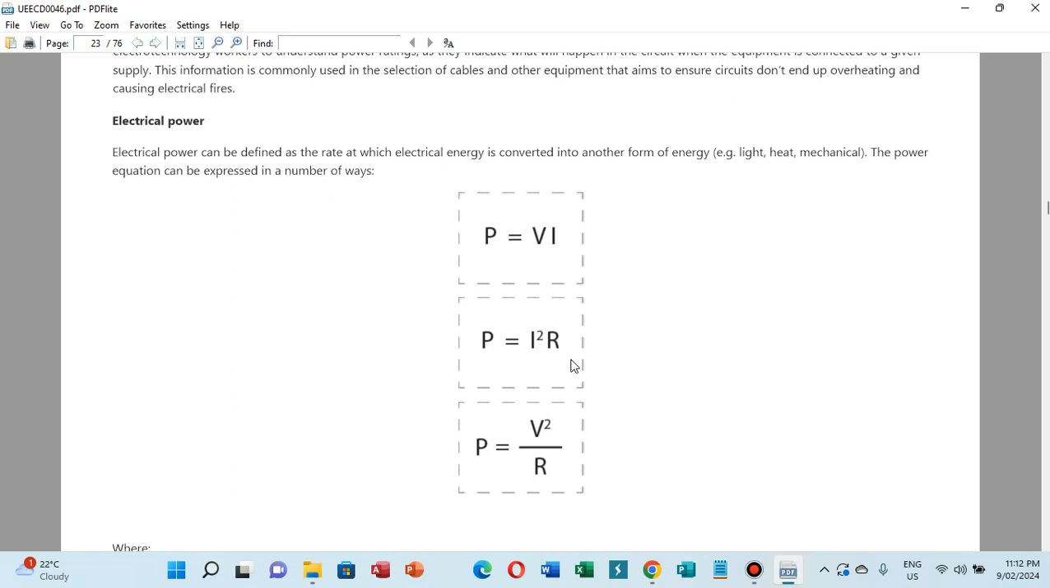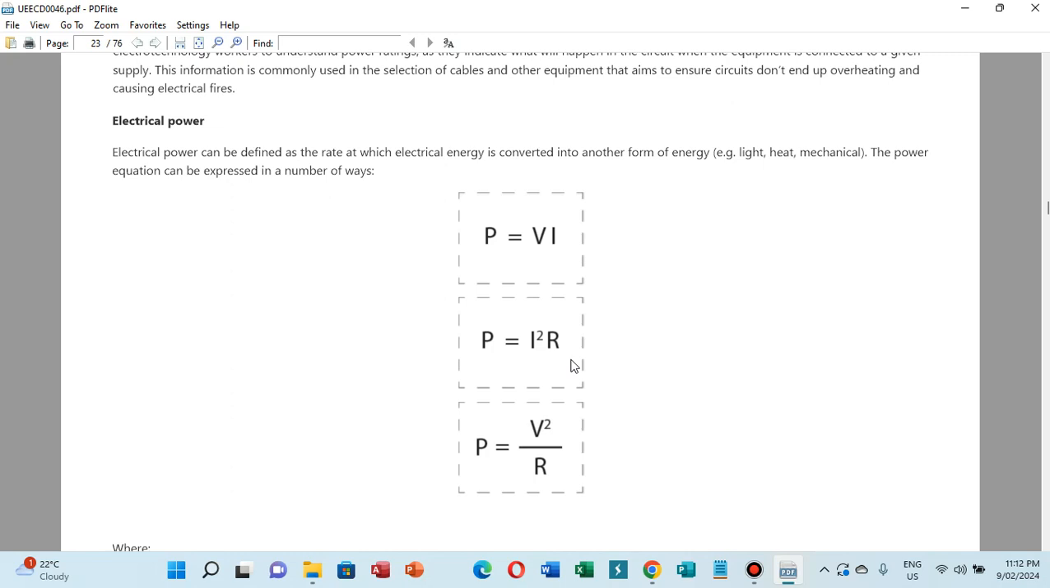Now, P equals I squared R, the equation is the same, where I is the current and R is the resistance. Now, P equals V squared by R, the same, where V is the voltage and R is the resistance. This equation is the electrical power.